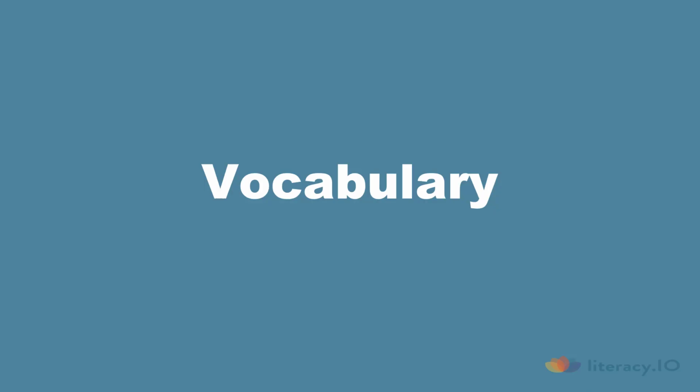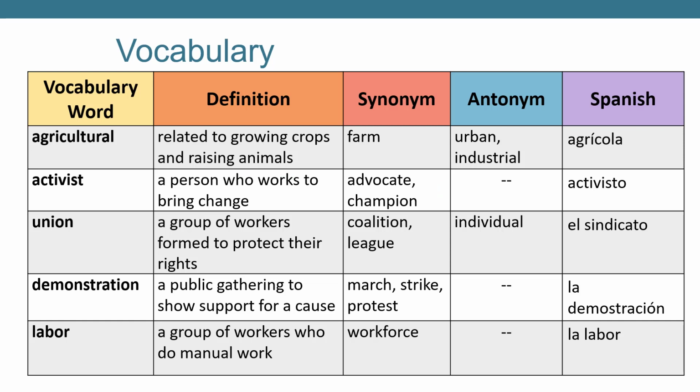Before we begin reading, let's go over some important vocabulary that will help us better understand the story. Our first term is agricultural. Agricultural means something that's related to growing crops or raising farm animals. A synonym for this might be farm, and an antonym would be urban or industrial.